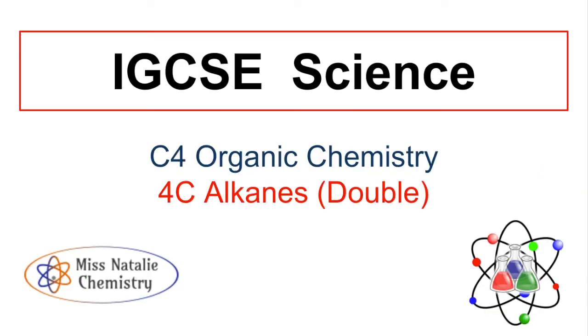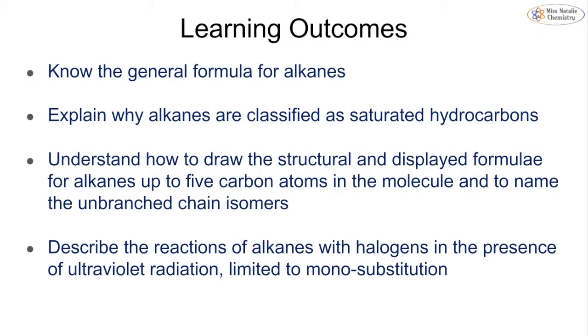In this video, we're going to be looking at the double content of topic 4C, the alkanes, and this is part of the IGCSE chemistry course from Edexcel. So we're going to be looking at the general formula for the alkanes. We'll be discussing why we class them as saturated hydrocarbons, being able to draw the structural and displayed formula for the first 5, and be able to name these, and then looking at the reactions of alkanes with halogens in the presence of ultraviolet radiation, and how we can write out the equations to show how this process happens.